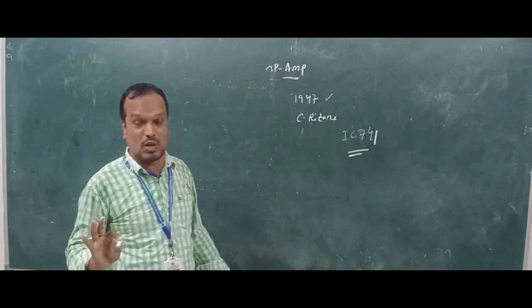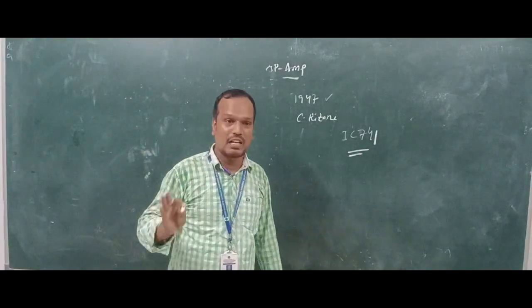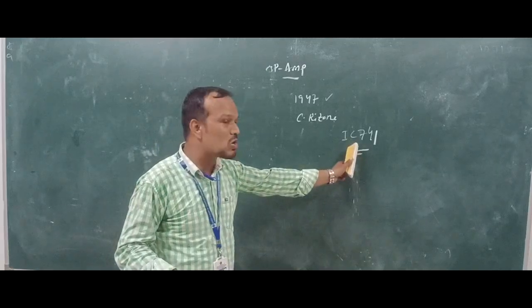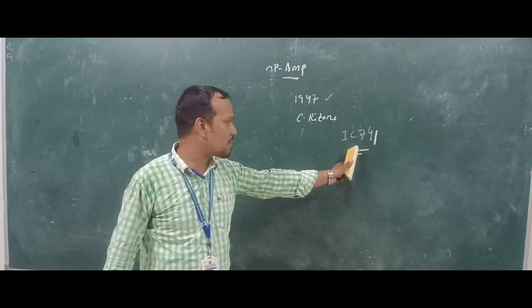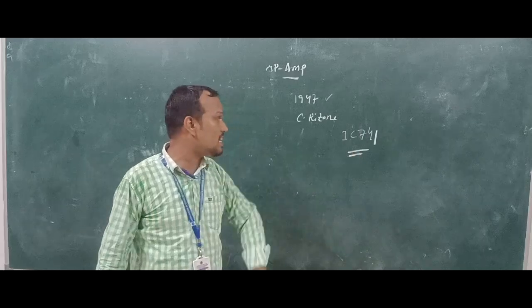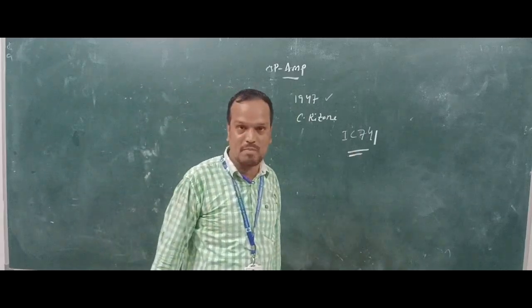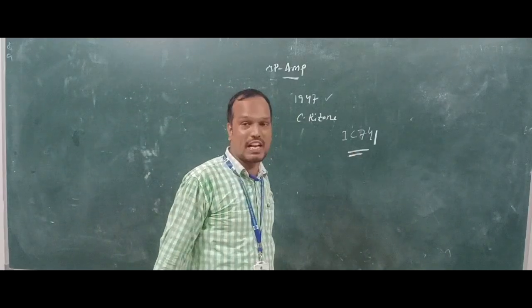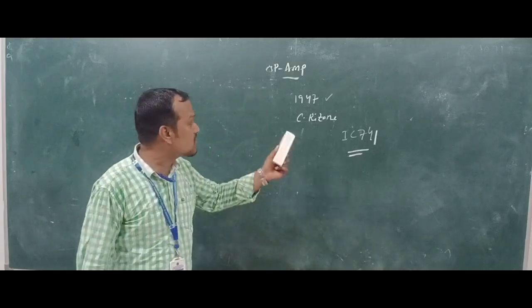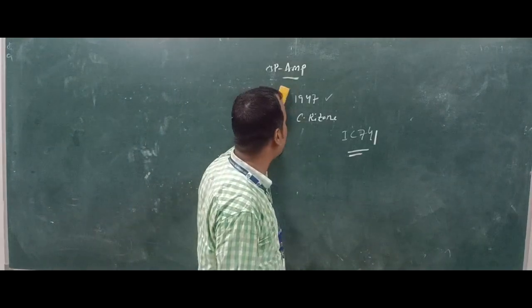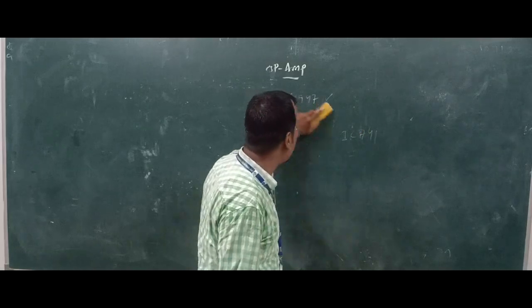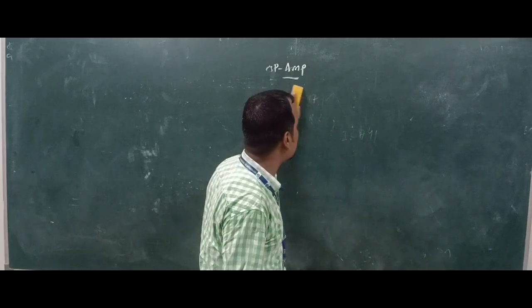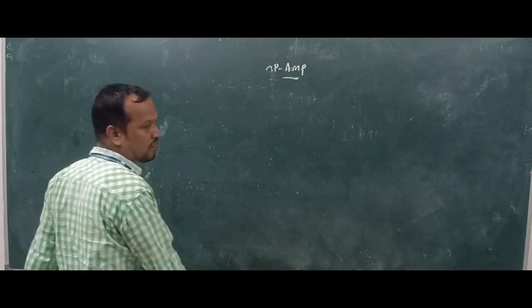When we are using the laboratory op-amp, we can say blindly that the IC 741 is mostly used in the laboratory, and this IC 741 was invented in the year 1947. The electronic scientist C. Regioni invented this. In this year, we got the first IC of the op-amp, that is nothing but IC 741.